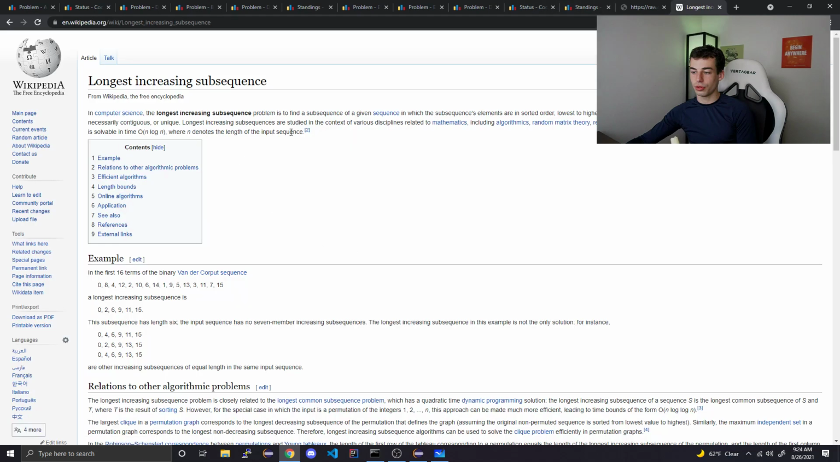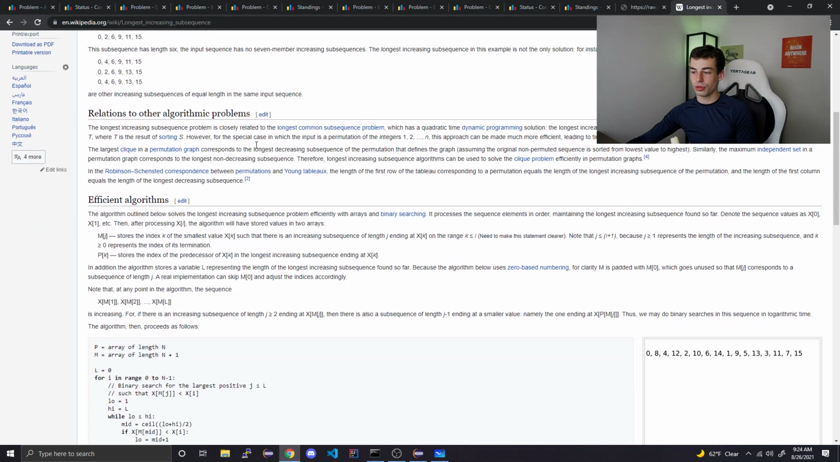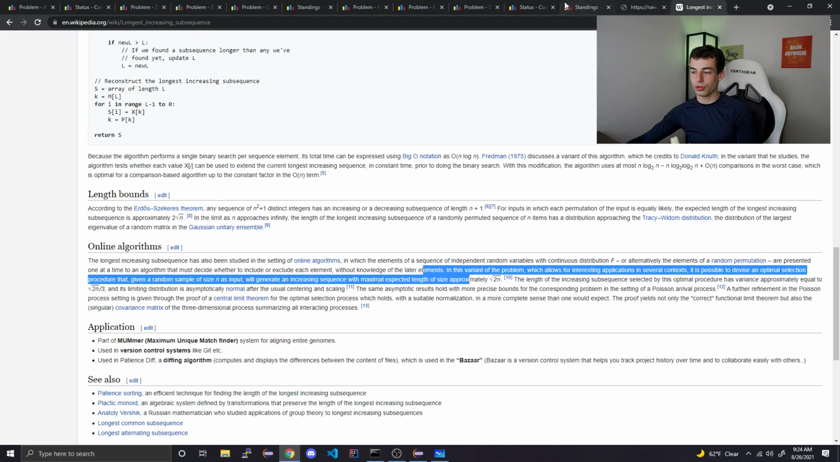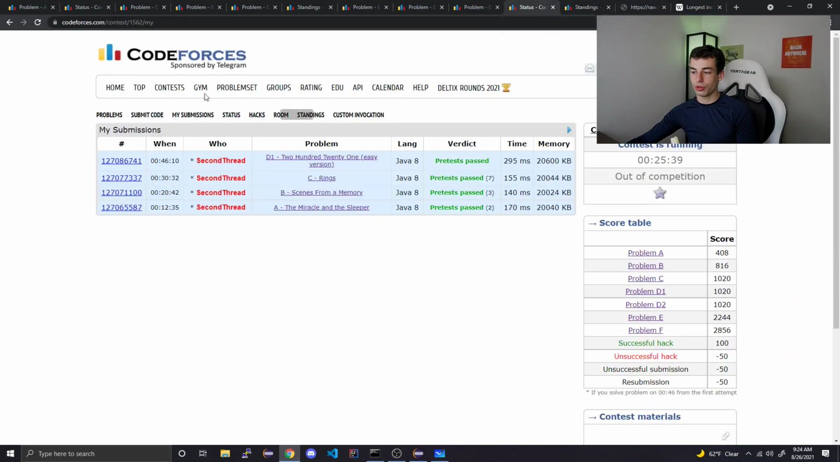Wikipedia. So n log n, so that's a problem. Okay. Yeah, so I think we need to abuse the fact this is not an arbitrary array.